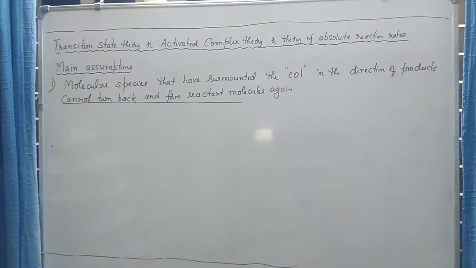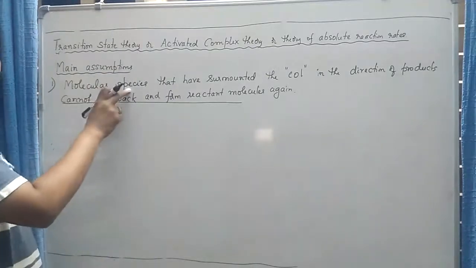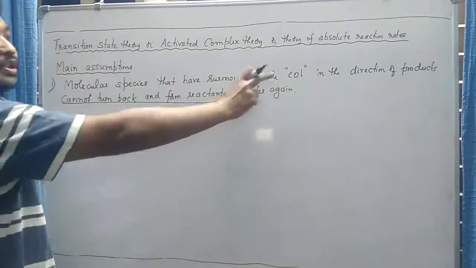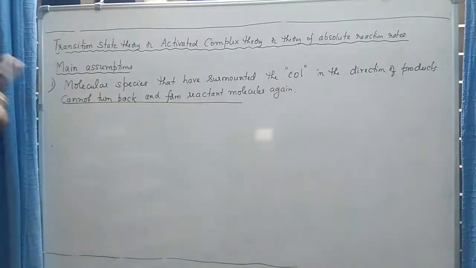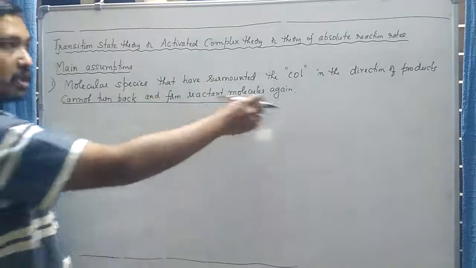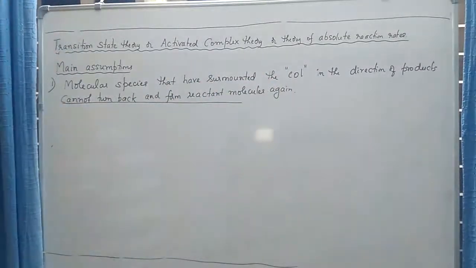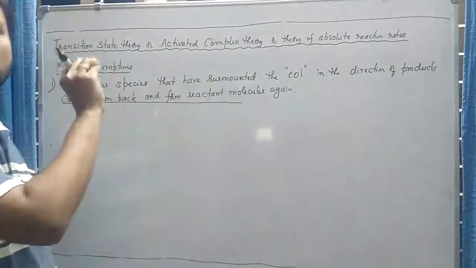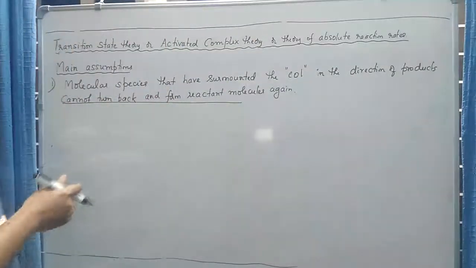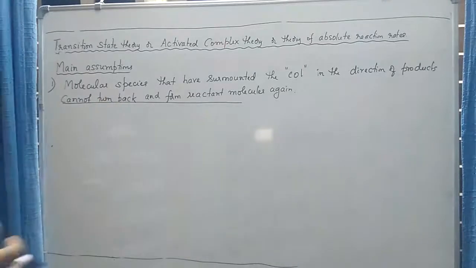What is the meaning of this assumption? First, let me read the assumption again. Molecular species that have surmounted the col. What molecular species am I talking about? It is nothing but the activated complex that is formed at the col. Once that activated complex is formed, it has no other option other than forming the product. It can move only in the direction of formation of product. It cannot revert back or turn back and form the reactant molecules again.